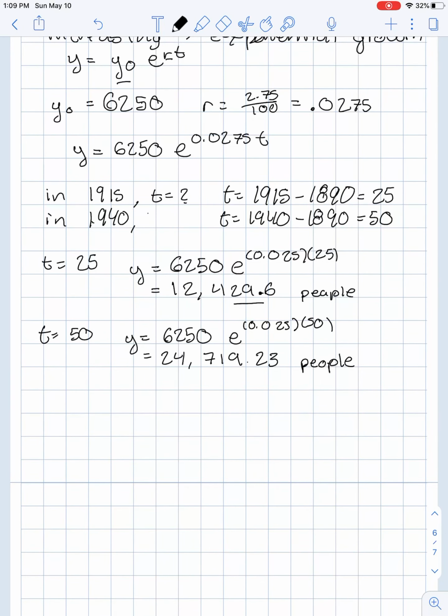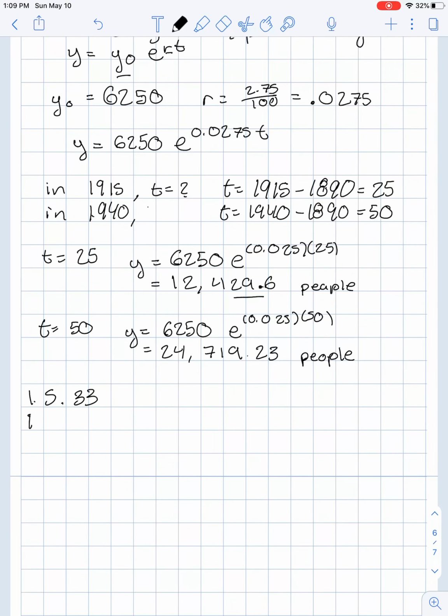So what if I'm not given an initial value? We're not going to do part B for this problem because I don't really like it. So let's look at number 1.5.33. All right. So we're asked to determine how much time it takes to double our investment.